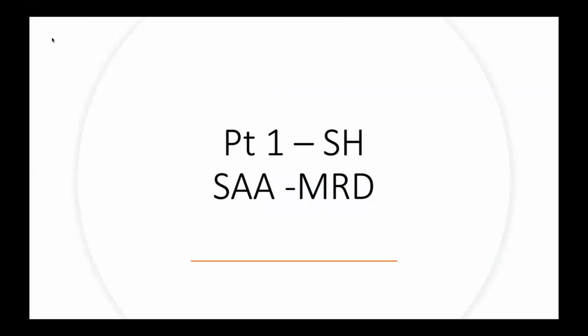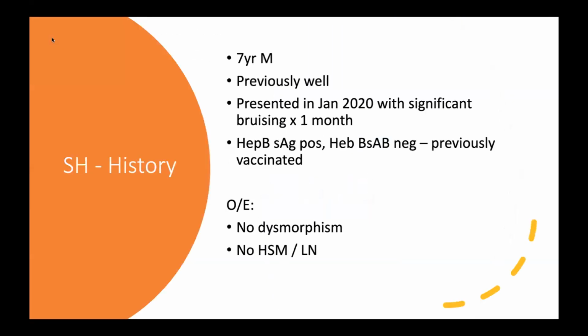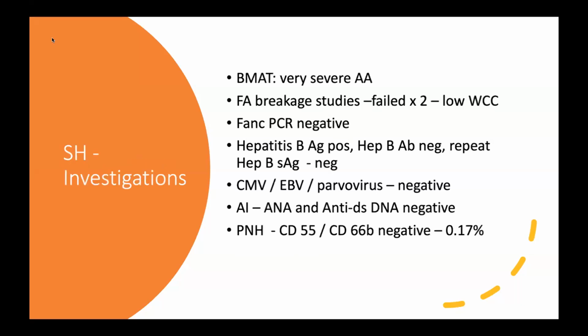So patient SH was a 7-year-old male. He was previously well, presented in January 2020 with significant bruising for a month. Of note, he was hepatitis B surface antigen positive. His surface antibody was negative, and it was noted that he was previously vaccinated. There was no dysmorphism or hepatosplenomegaly.